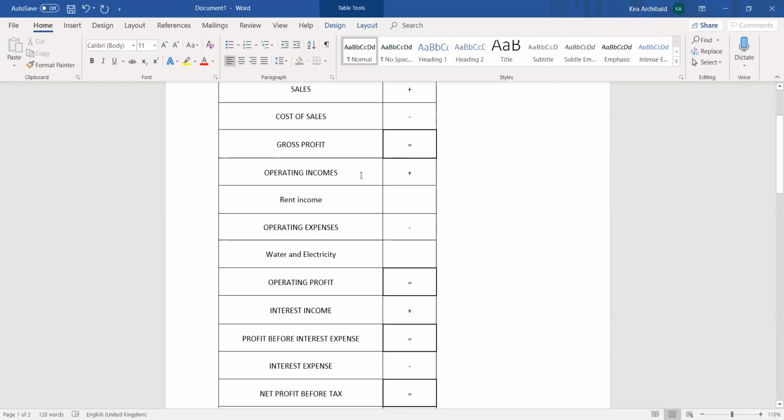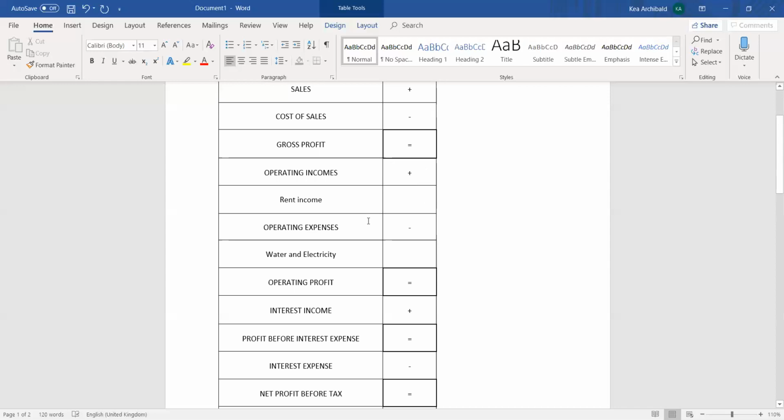We then move on to operating incomes. These are any other incomes that have happened during the year for the company. An example is rent income. You would list all the incomes relevant under each other with their amounts and then total them to the operating incomes. And this would be a positive figure because incomes is money coming in.